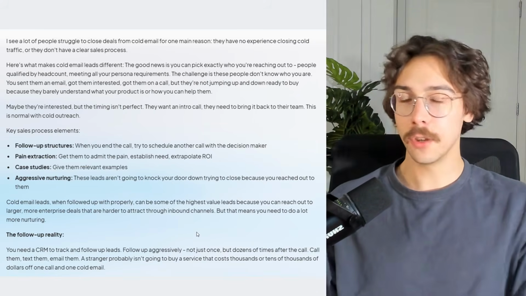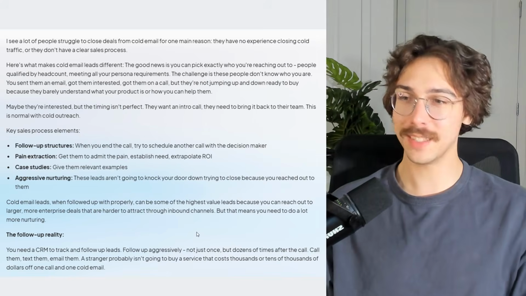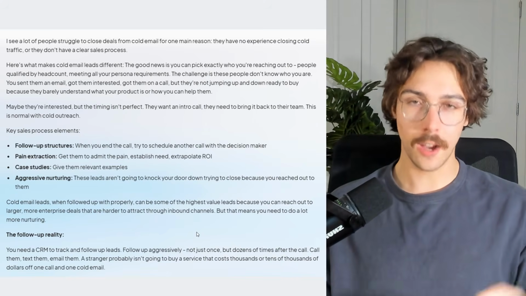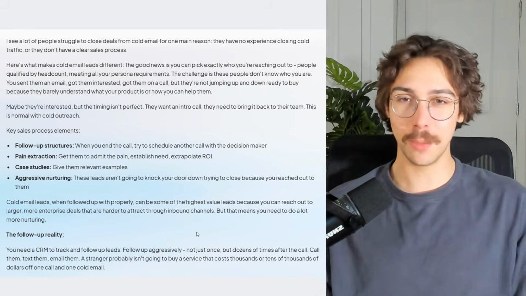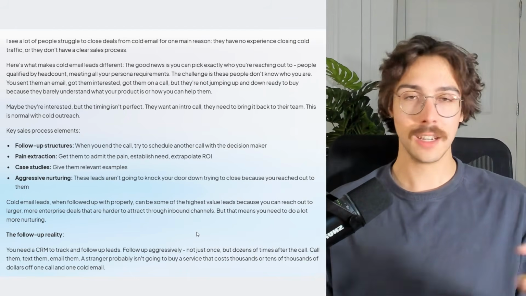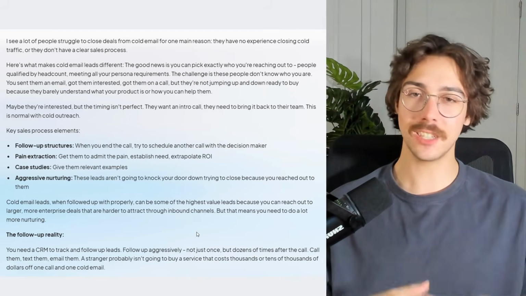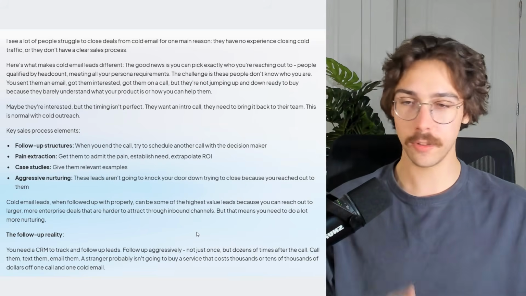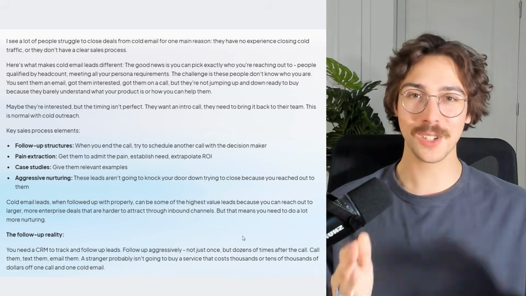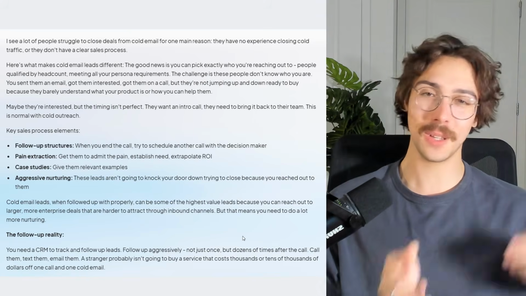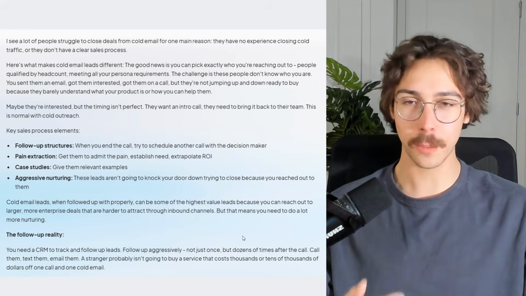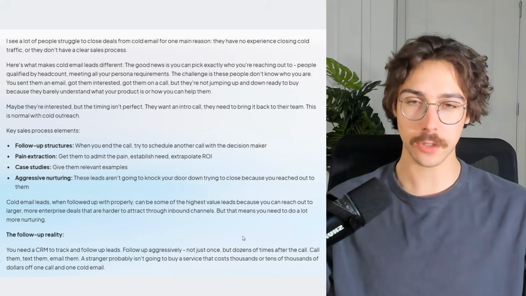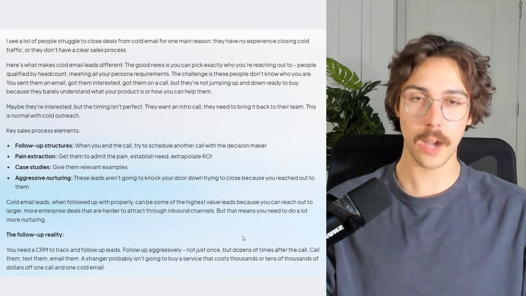So reality, you're going to need a CRM to make sure you can track these people, follow up aggressively, not just once, but dozens of times. This doesn't just mean you get off the call, you send them an email, follow up with them again, call them, text them, LinkedIn message, anything you can to just get in front of them again and again and again. A stranger is probably not going to get a cold email, get on a call with you and pay you tens of thousands of dollars unless they get to know you a little bit better. And so you're going to want to make sure you manufacture this in your cold outreach sales process.